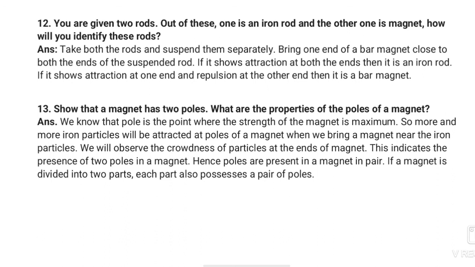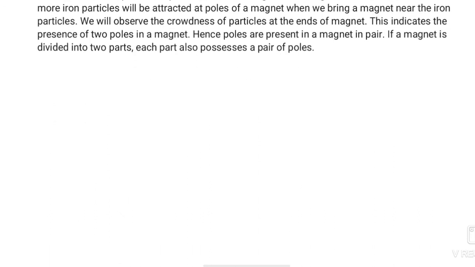Hence poles are present in a magnet in pairs. If a magnet is divided into two parts, each part also possesses a pair of poles. So sometimes, students, a magnet is broken and divided into two or three portions, and all the portions always have two poles. And from this we understand that a magnet has two poles. Thank you.